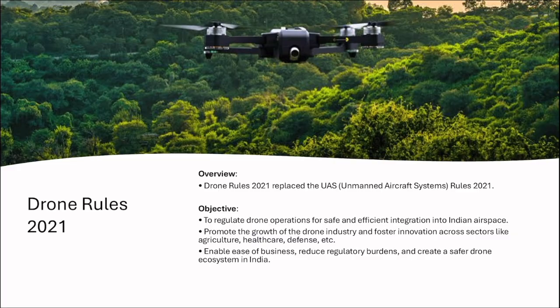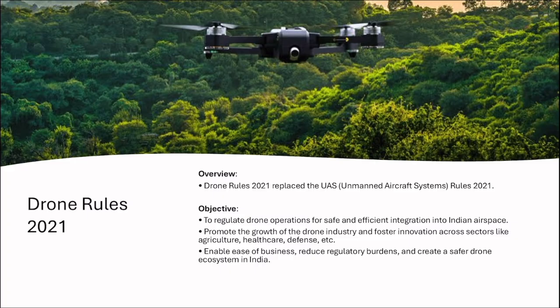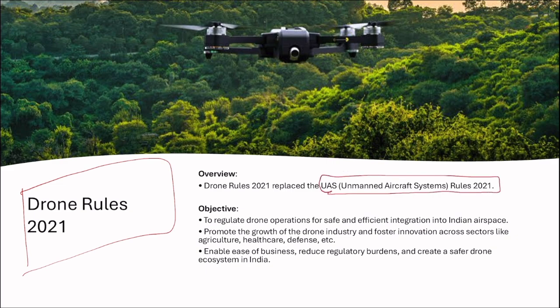And then next, what did the government do with all of these? We have so many applications and stuff, right? So the government in 2021 gave the Drone Rules 2021. Before this, there was something called the Unmanned Aircraft System Rules 2021. So both of these were actually released in a span of 2 to 3 months.